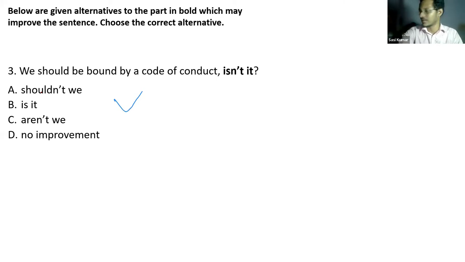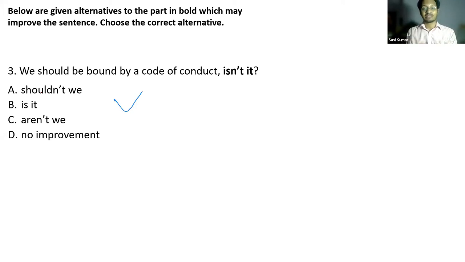Now, how do we use question tags? Listen to me. You have a pet, don't you? You don't have a pet, do you? Now tell me your observation here. You have a pet, don't you? You don't have a pet, do you? You understand my accent, don't you? You don't understand my accent, do you? Now tell me your observation.